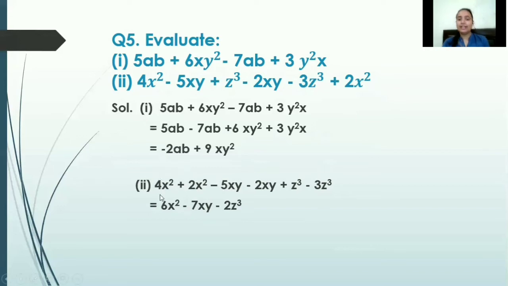4 plus 2, the numbers will get added and the variable will remain the same. So 4 plus 2 is 6x square as it is, minus 5xy minus 2xy is minus 7xy. Remember, the sign will be of the bigger integer. And now z cube minus 3z cube. So minus 3 plus what is here, 1. So minus 3 plus 1 will give you minus 2z cube.